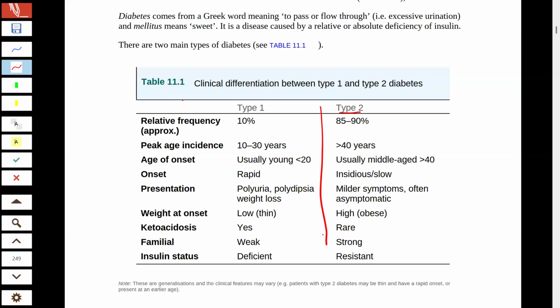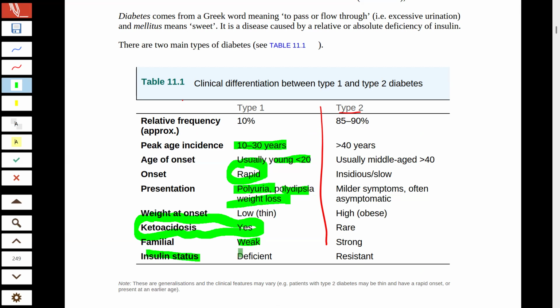Type 1 diabetes mellitus mostly occurs in adolescents, 10 to 13 years, and the age of onset is usually less than 20, and onset is rapid. Presentation is mainly polyuria, polydipsia, weight loss, and the most serious complication of type 1 is ketoacidosis. Ketones in the breath odour are present, and in blood as well. Their familial association is weak as compared to type 2. In type 1 diabetes mellitus, there is insulin deficiency.